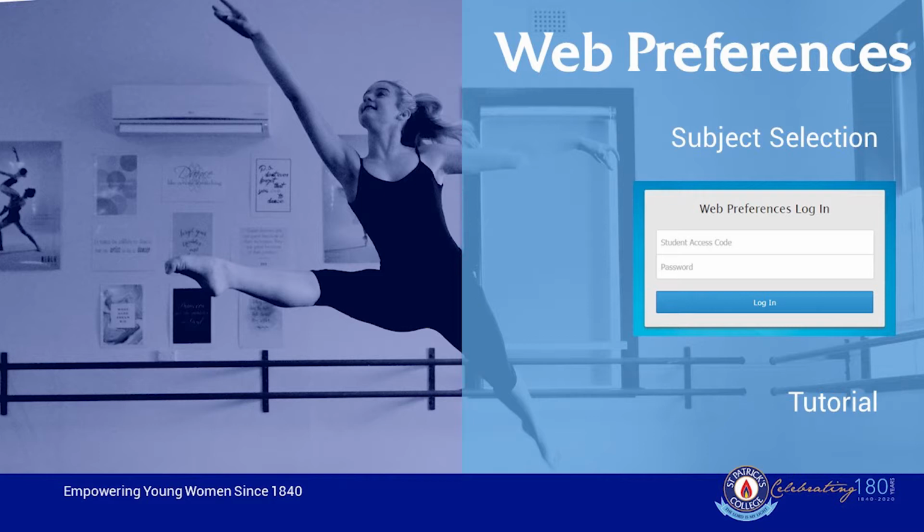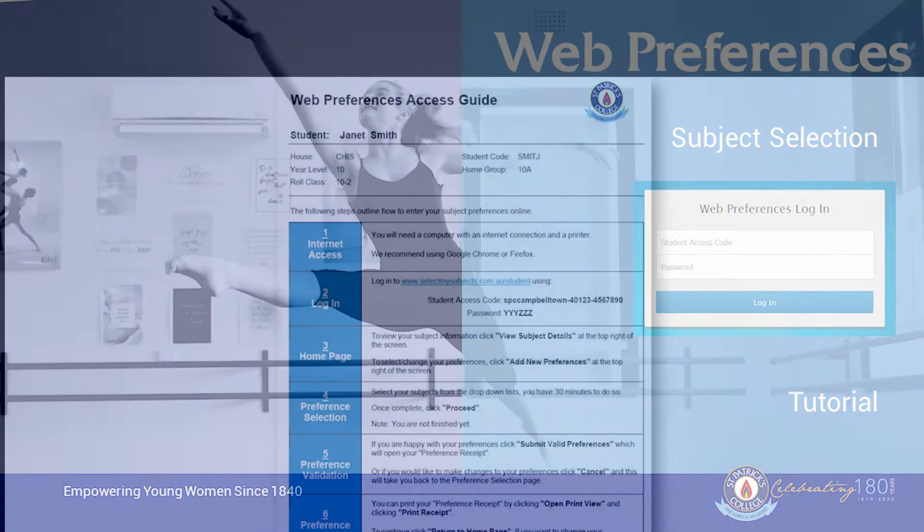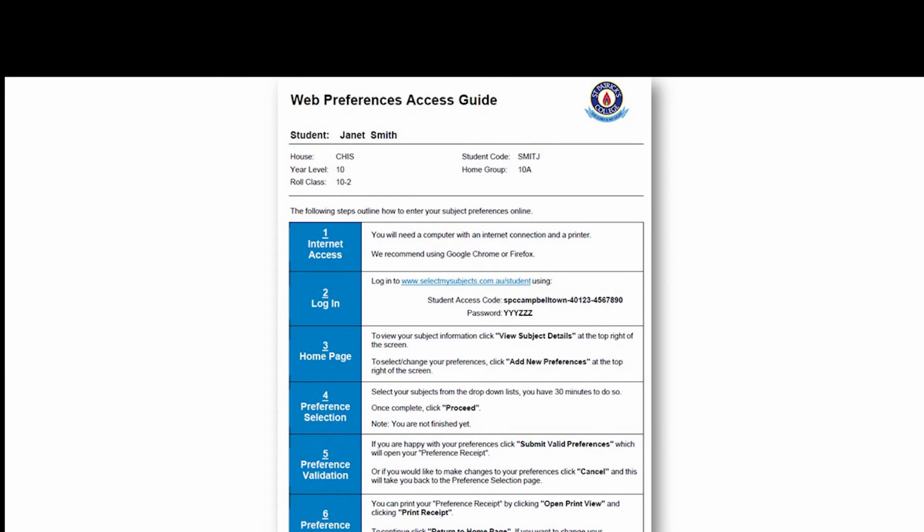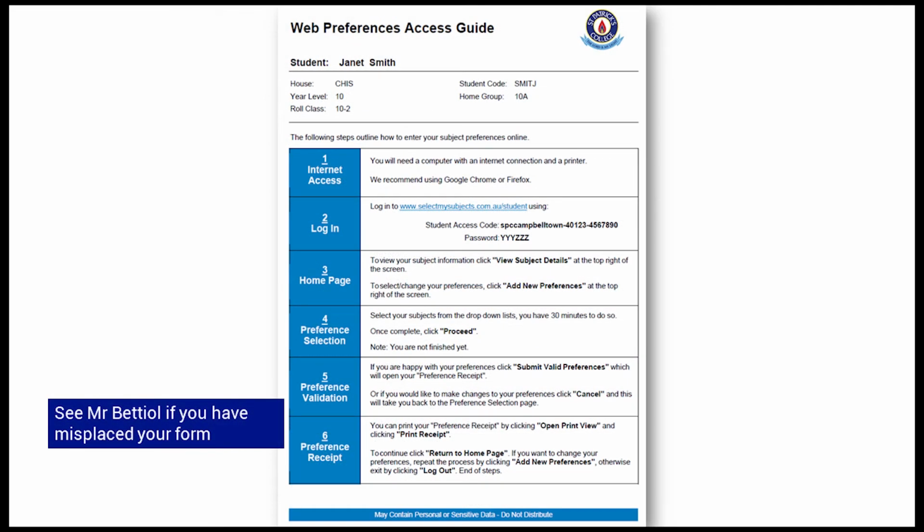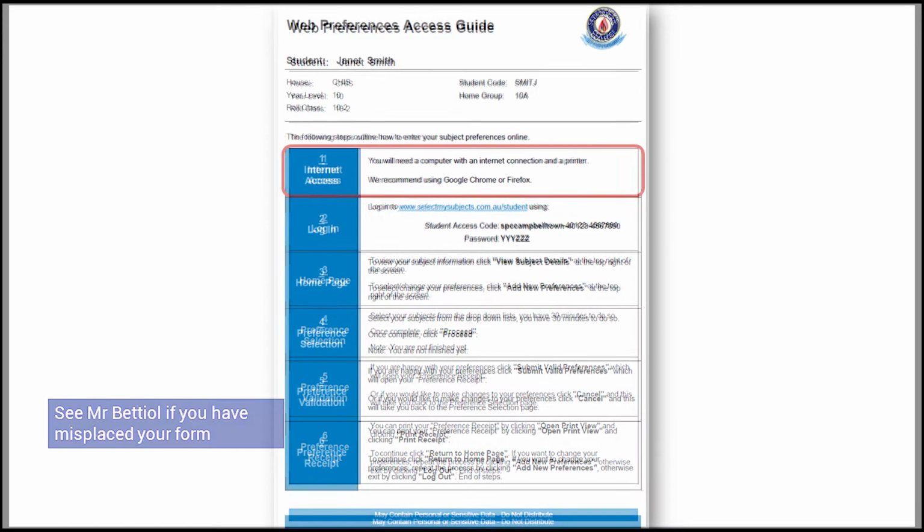This tutorial is aimed at guiding you through the process of your online subject selection. To begin, you'll need to have in front of you the Web Preferences Access Guide sheet you were given with your subject booklet. This sheet is personalised to you, so if you misplace it, you'll need to go and see the AP Teaching and Learning to be issued with a new copy. You cannot use anyone else's login. With this sheet in front of you, we'll begin.